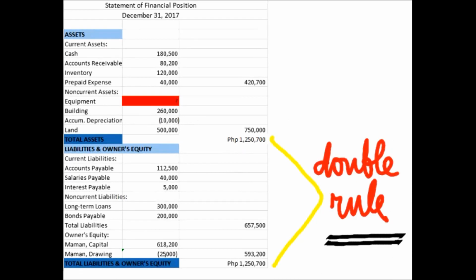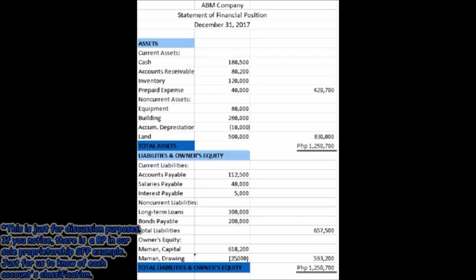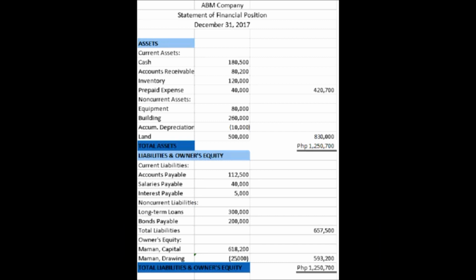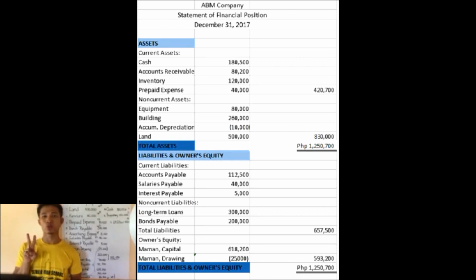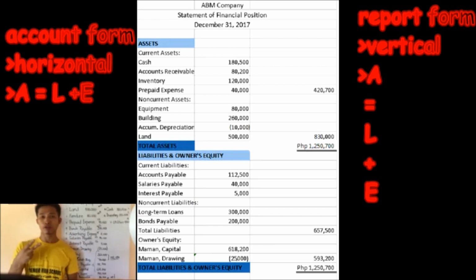Do not forget the double rule or double underline. You're not an accountancy student if you don't know this. By the way, when preparing a financial position or a balance sheet, we have two formats. We can use the account form or the report form.